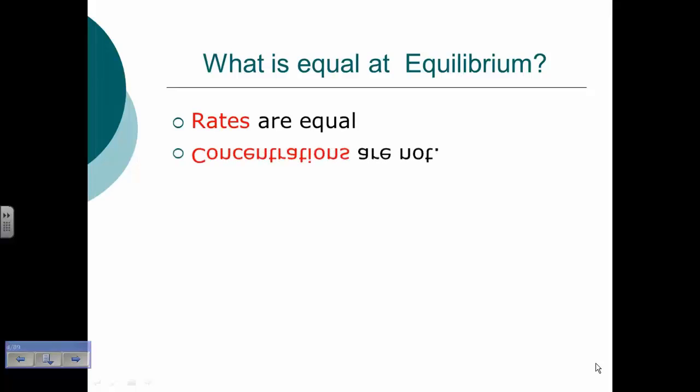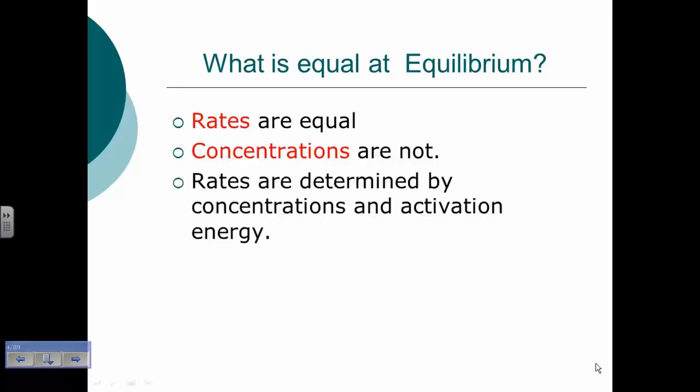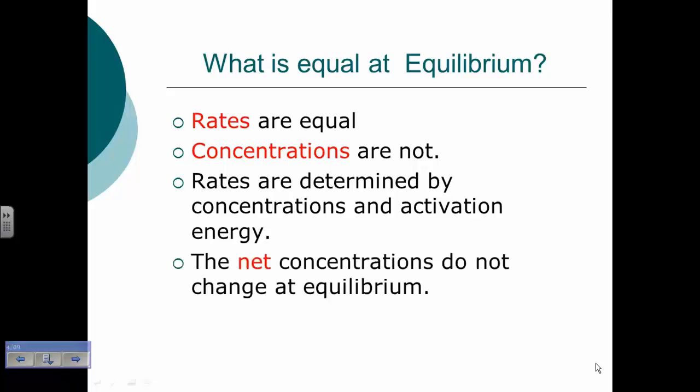But, very important, it does not mean that concentrations are equal. I'm saying that reactant A and B compared to product C and D don't have to have the same amount present. We might be creating far more product, or we might be creating far more reactant in comparison to one side of the arrow or another. The forward and the reverse reaction are occurring at the same rate, but not necessarily guaranteeing me the same amount of reactant and product. Rates are determined by a lot of different things.